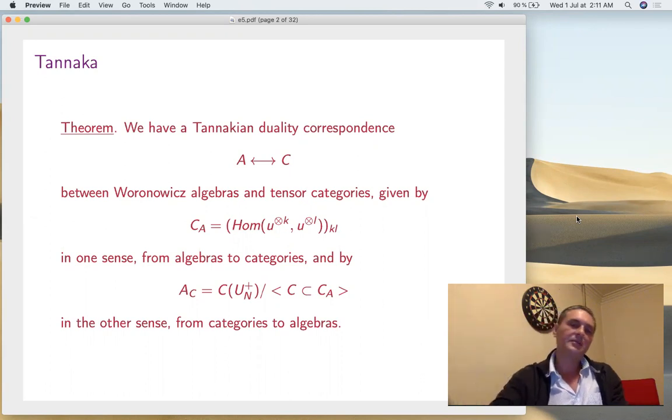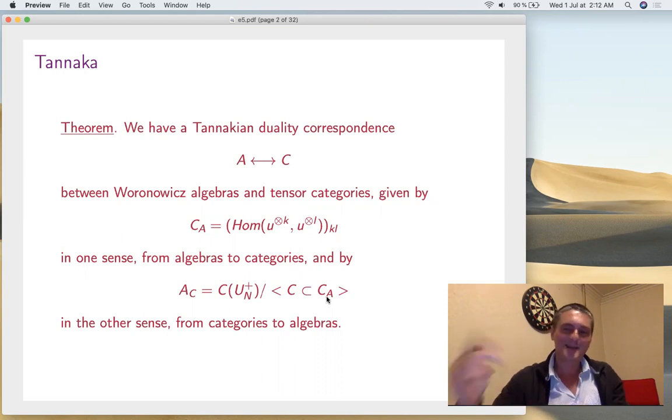In the other sense, from categories to algebras now, it's very simple too. So imagine that you want to construct an algebra satisfying this. Of course, it must be a quotient of C of n plus, right? And then the relations that we have to put are just these relations. For any t in your tensor category, you must say that t intertwines u^k and u^l, right? So that's what's written here, very simple.